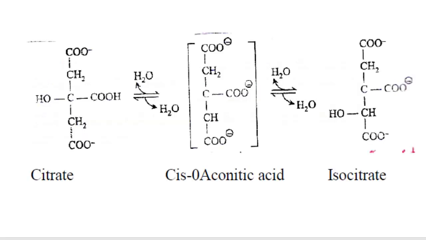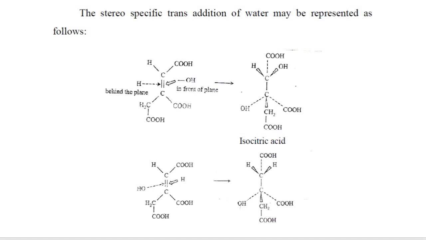it is a little bit heavy, but if you try several times you will understand. First you try to write the structure several times so that it will be in your mind what reaction occurs here. You can see the citrate, cis-aconitic acid and isocitrate. So look here, the stereospecific trans addition of water may be represented as follows. Behind the plane and in front of the plane, you can see isocitric acid.